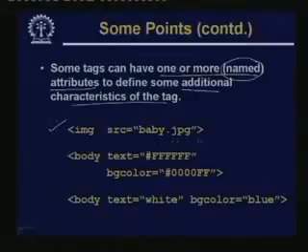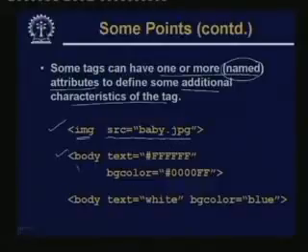This first example I have already mentioned earlier. This img is the tag name, and this is the optional attribute. This src is the name of the attribute, it means the name of the file, equal to baby.jpg, which is the value of that attribute.